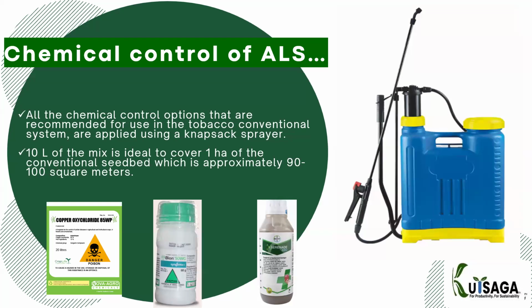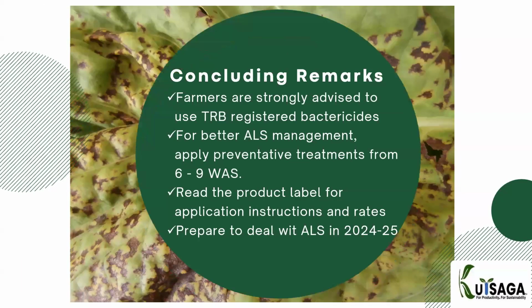In conclusion, we strongly recommend farmers to use registered bactericides to control angular leaf spot. How do you see that this product is registered? Basically, each product should have a TRB registration number indicating that the product has been tested to control angular leaf spot.